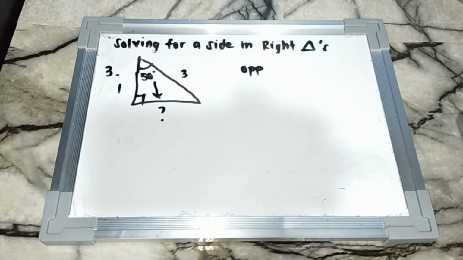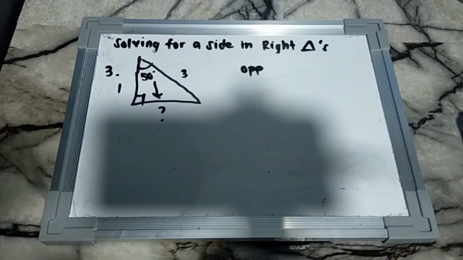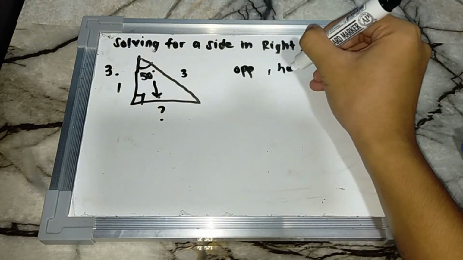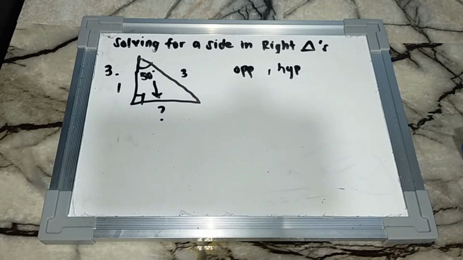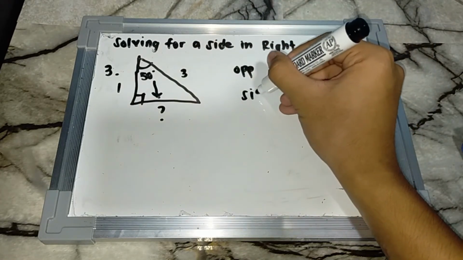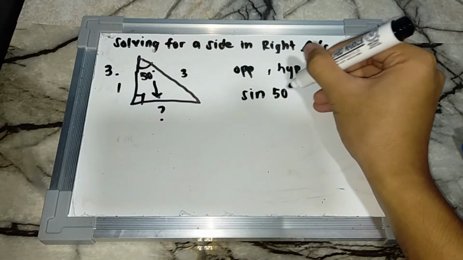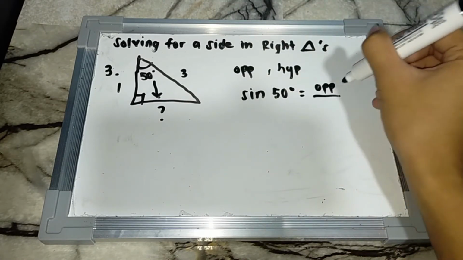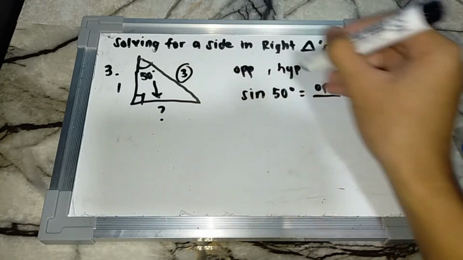And we all know that we have a given hypotenuse, which is the value of 3. So what trigonometric function uses opposite and hypotenuse? It is sine. So we're going to use the sine function. So sine 50 degrees is equal to opposite over hypotenuse, which is 3.